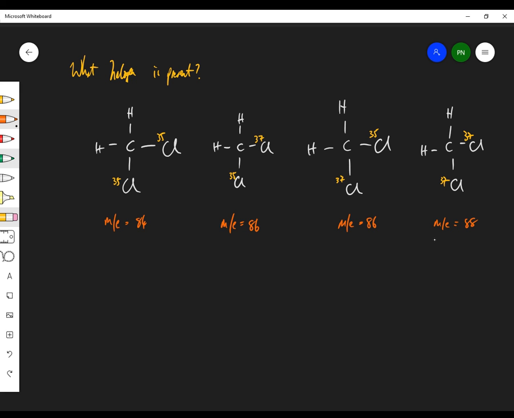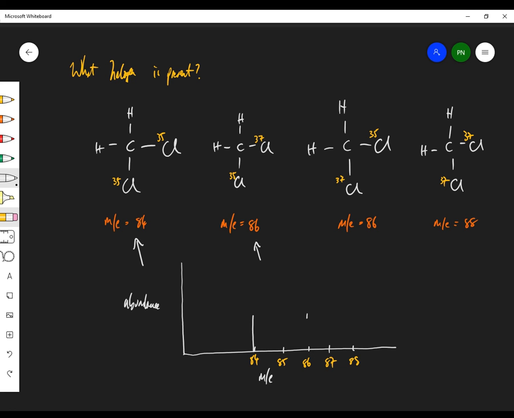Okay, so now if we plotted abundance over M over E, we're going to get 1, 2, 3, 4, that's 5. Let's start there. This one's 84, 85, 86, 87, 88. So you're going to get a peak at 84 for this one, a peak at 86 for this one, a peak at 86 for this one, and a peak at 88 for this one.